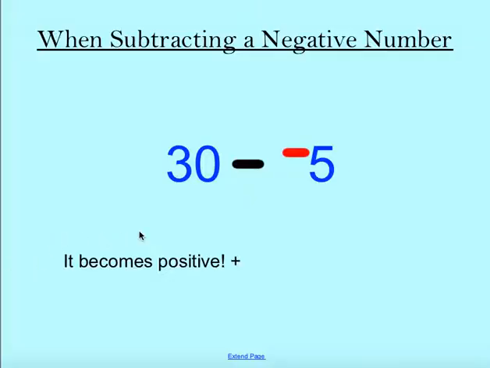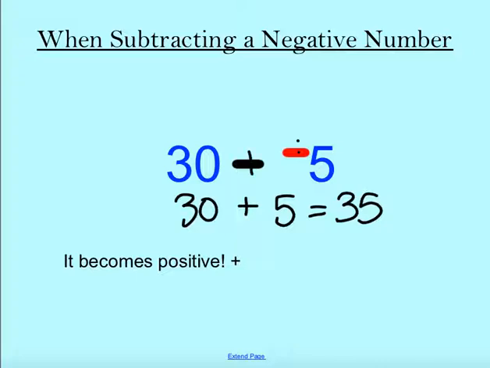So if we look at something like this, we can use our 3 steps and say we keep the first number, 30, we change the subtraction to an addition, and change negative 5 to its opposite, 5. So we get 35. Whenever you see this minusing a negative, that really just becomes a positive. Minusing a negative is the same thing as adding.